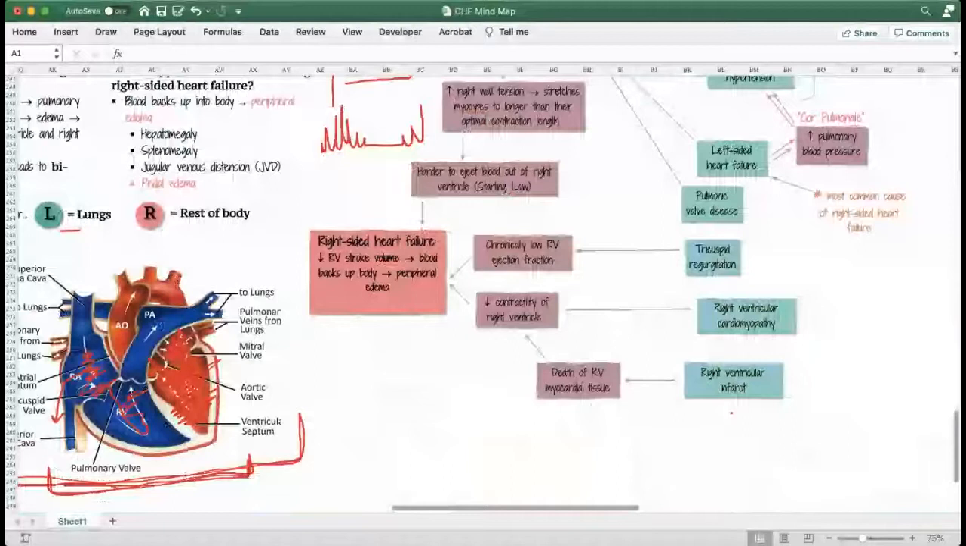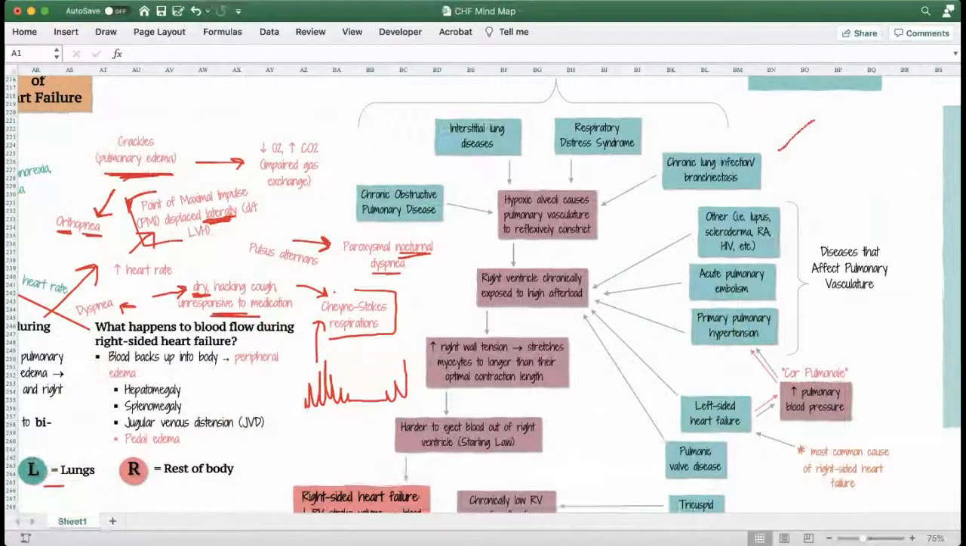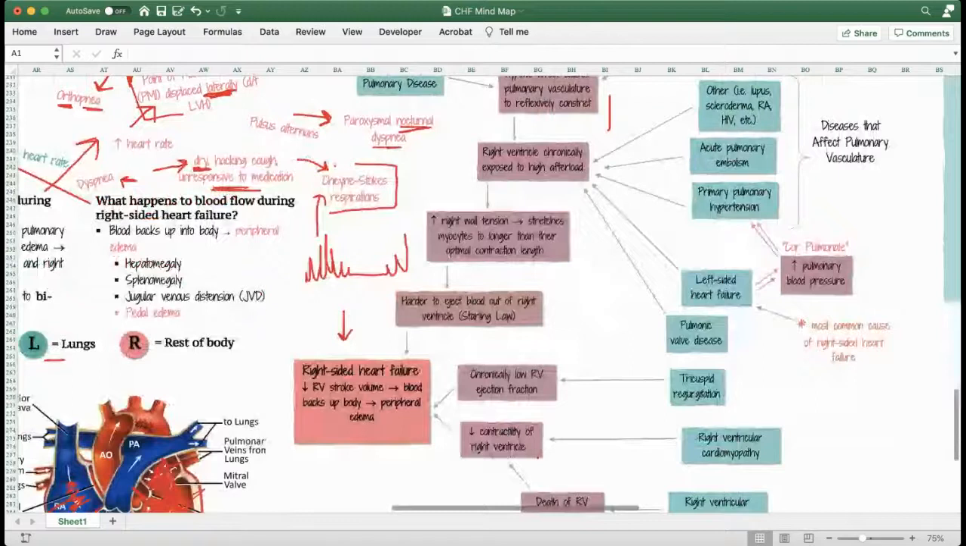Sorry. So I made a similar thing. These blue boxes are the original problem, and the purple is the pathway to the right-sided heart failure. Let's just look over here, because I just want to highlight this.